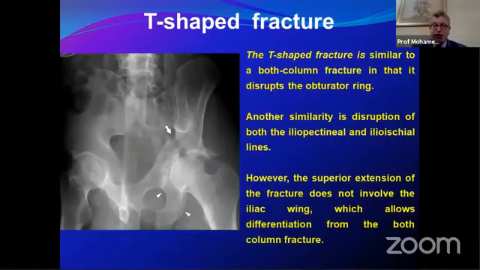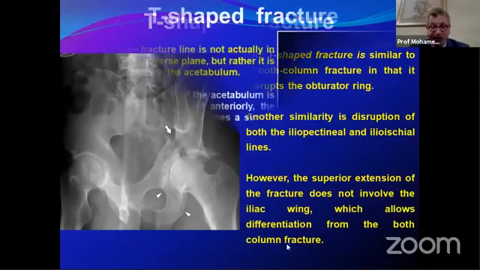The T-shaped fracture is similar to the both column fracture as it disrupts the obturator ring, and another similarity is that it disrupts the iliopectineal and ilioischial lines. It involves both the anterior column and the posterior column. So how can I differentiate between the T-shaped fracture and the both column fracture? The superior extension of the fracture does not involve the iliac wing. This is a very important item, which allows differentiation from the both column fracture, and we will see it at once.